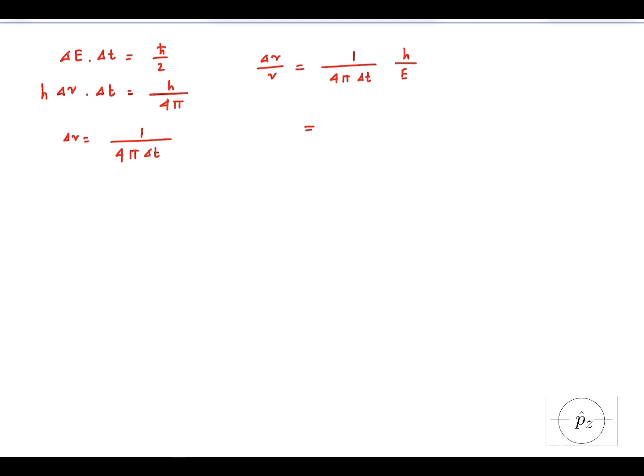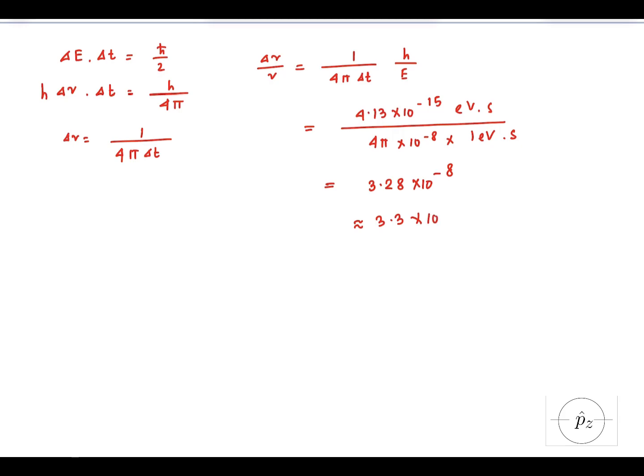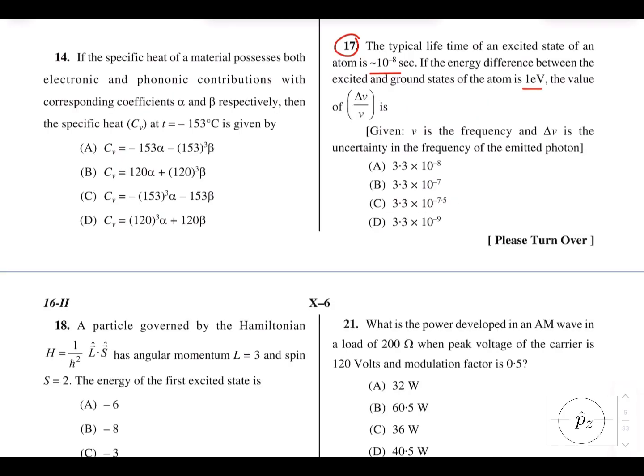The value of Planck's constant in electron volt second is given by 4.13 into 10 to the power minus 15 electron volt second, divided by 4 pi times 10 to the power minus 8 times 1 electron volt. So this is equal to 3.28 into 10 to the power minus 8, which is 3.3 times 10 to the power minus 8. So let's go back to the options. We see that option A is the correct answer.